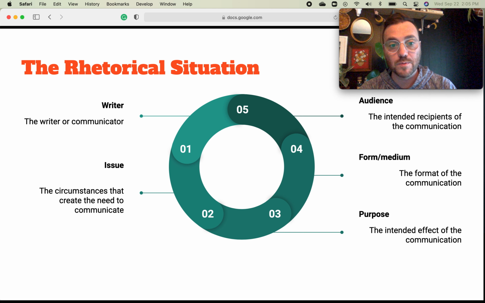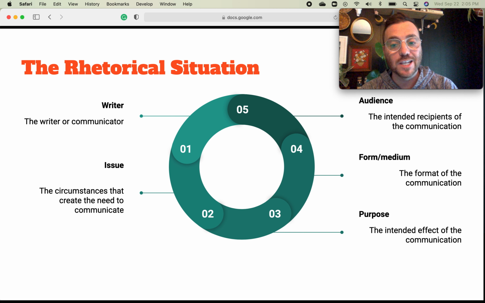So we begin always when we think about the writer, who we simply mean to refer to the writer or the communicator of whatever piece of communication it is that we are examining together. The second component is the issue, which refers to the circumstances that create the need to communicate in the first place.